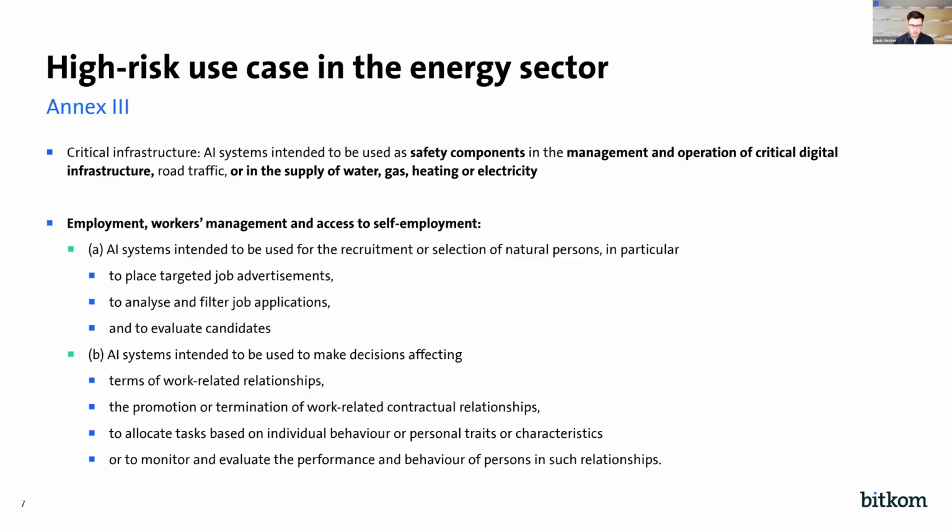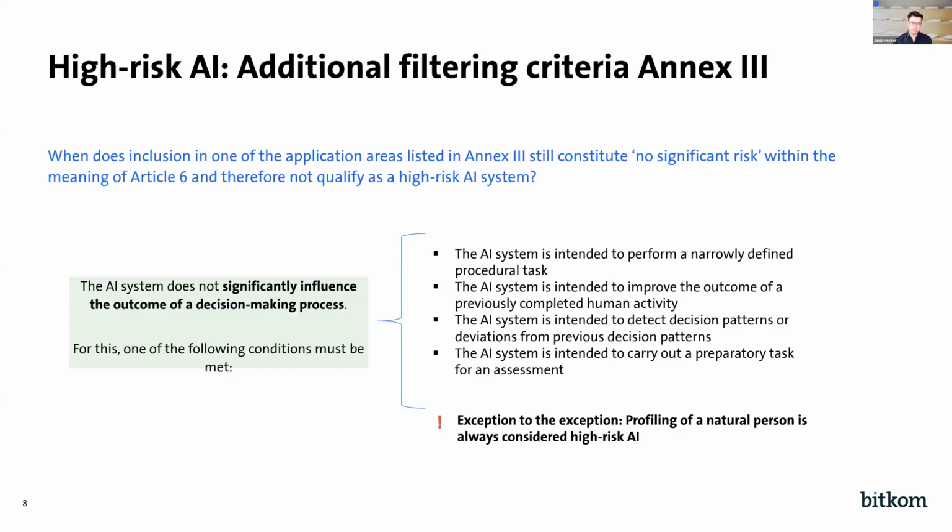I say usually because not everything that is AI in this particular use case area is necessarily high risk, because there's an additional filter. And that filter says you're only high risk if you significantly influence the outcome of a decision-making process. And then it clarifies, vice versa, what does not count as significantly influencing the outcome of a decision-making process. This is here the criteria on the right-hand side.